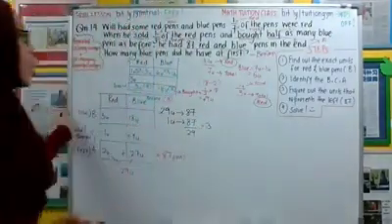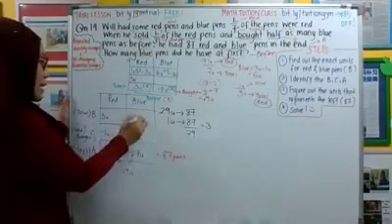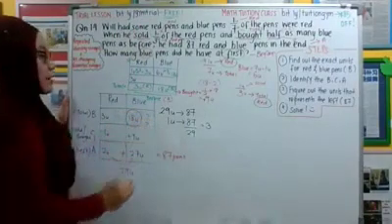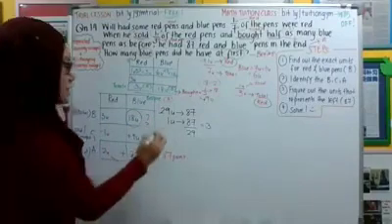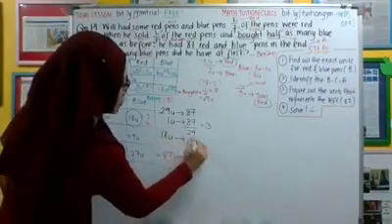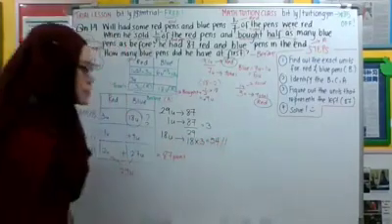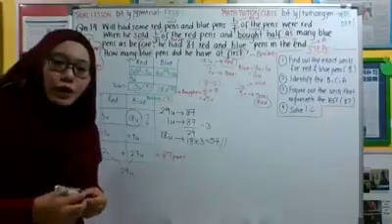I want to know how many blue pens he had at first. Blue pens at first. How many units must I find? I need to find 18 units. 18 units is 18 times 3 equals to 54 blue pens. This is my answer. Okay?